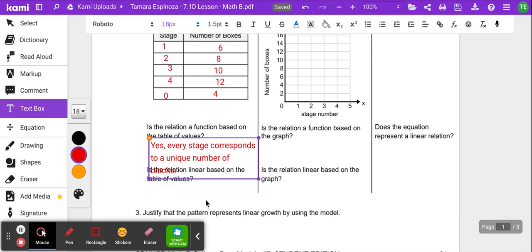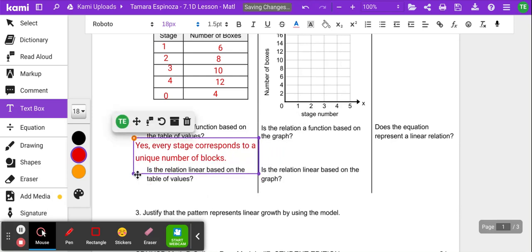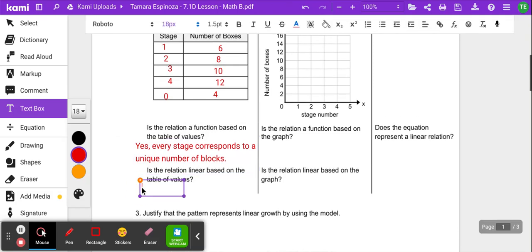And here, is it linear? Yes, because every time it's increasing by 2. Yes, there is a constant rate of increase. Okay, we are adding 2 boxes per stage.